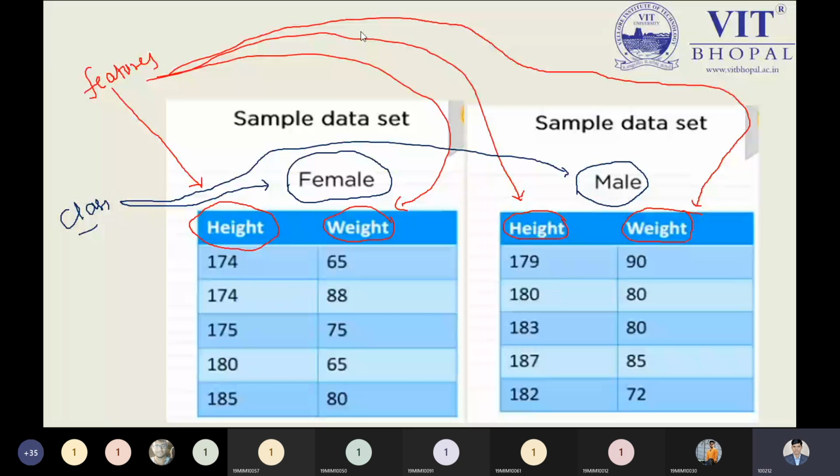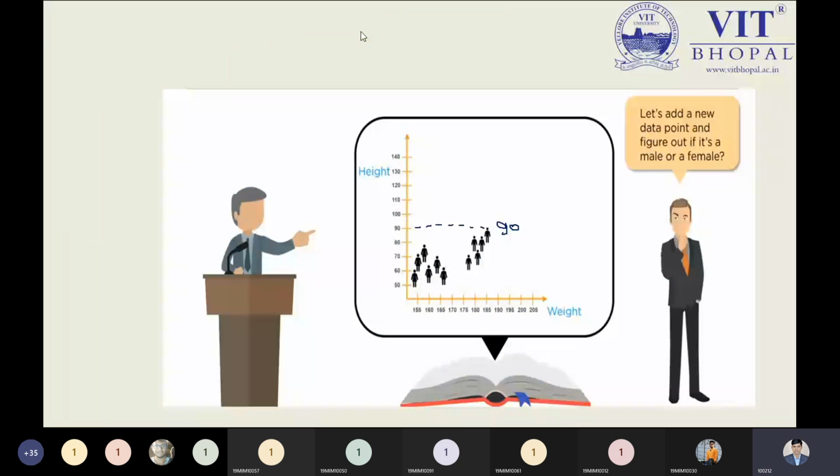Now, this is the point. Let me know right now, is this image visible to all? Yes, sir. Okay.